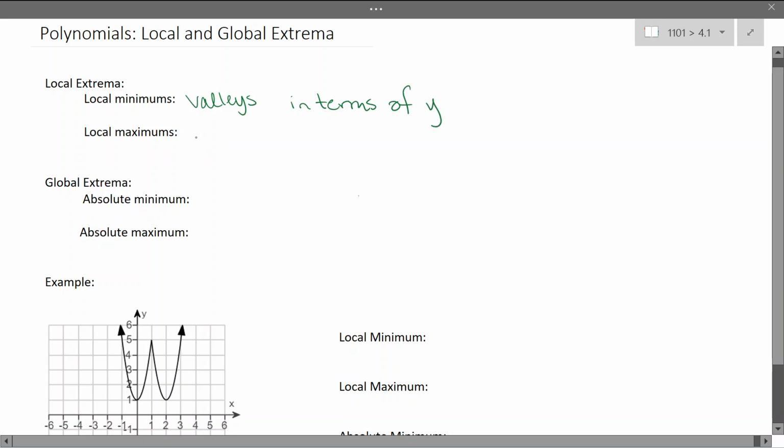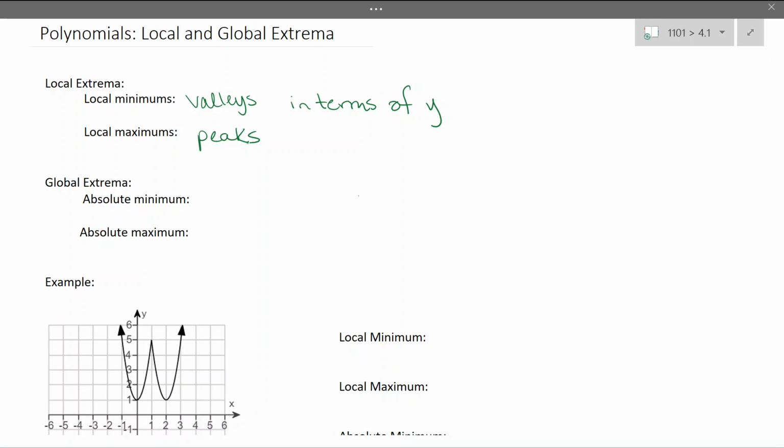And your maximums are going to be your peaks, also in terms of y. Now, you may be asked to find where your local minimum or maximum is, and that's when you're marking in terms of x. But when they ask you what your local minimum or maximum is, they're asking for a y value.